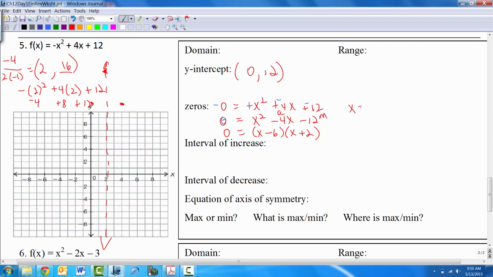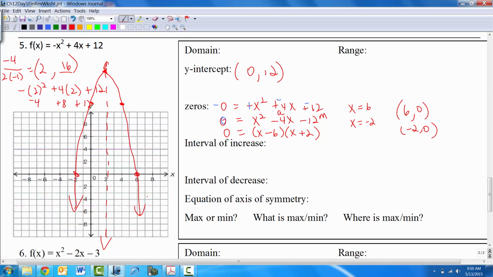Anywho, x equals 6 when you use the zero product property, x equals negative 2. So the x-intercepts are 6, 0, and negative 2, 0. All right, then we're going to move on. See how it fits? 6, 0, negative 2, 0. And then the graph is going to look something like this. It's a little bit off the screen.